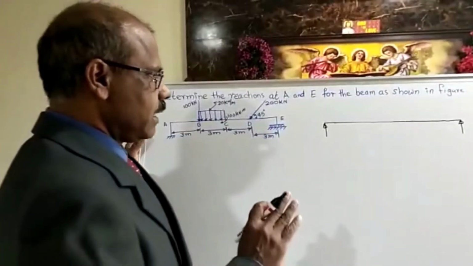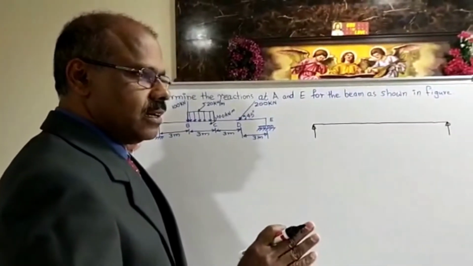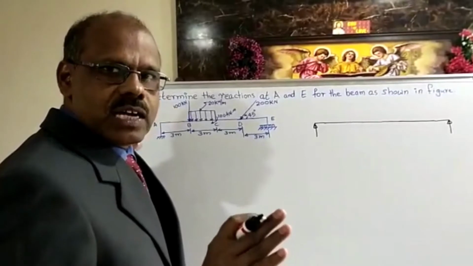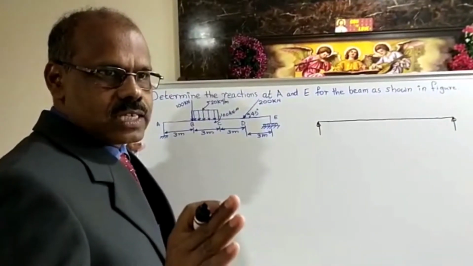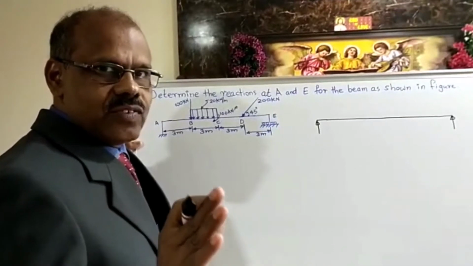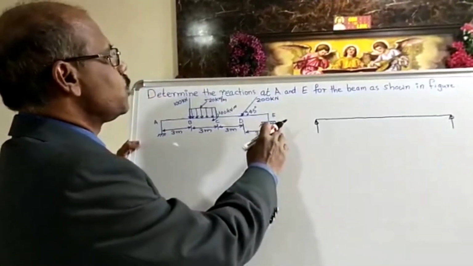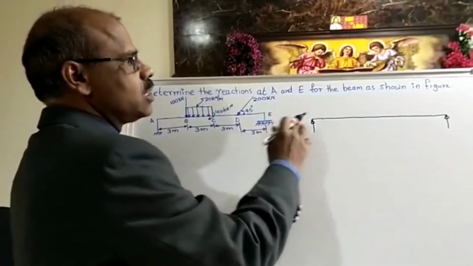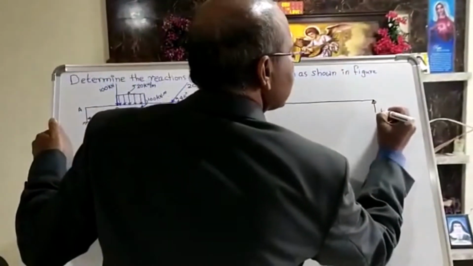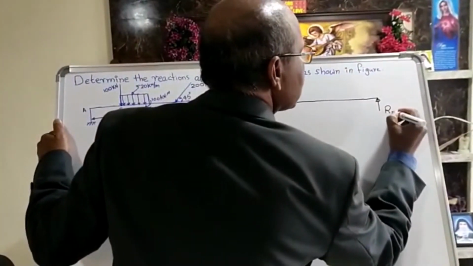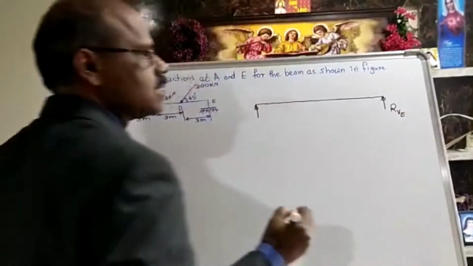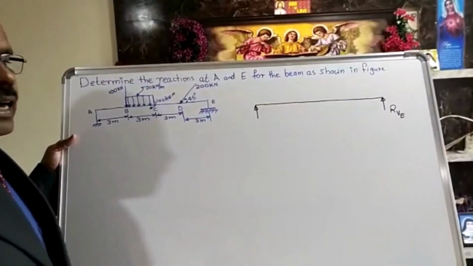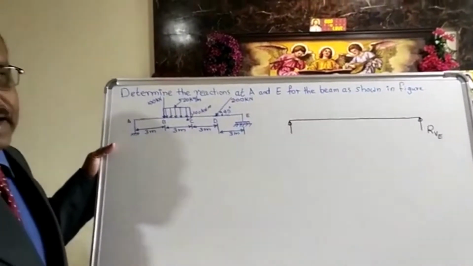Then I hope that you got regarding the hinged support as well as the roller support. For the roller support, there is only a vertical reaction. The roller support is here at E, so here there will be only a vertical reaction, that will be R V E. Otherwise, we can write it as RE also, reaction at E.